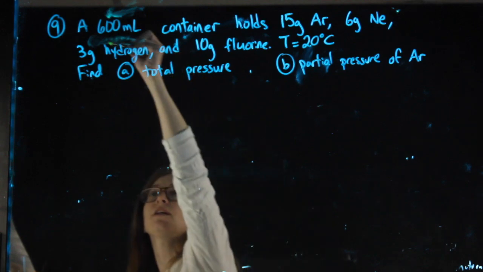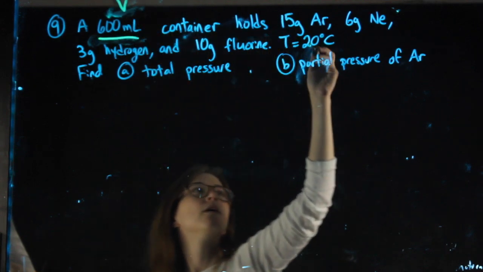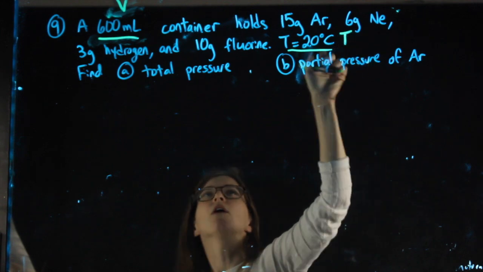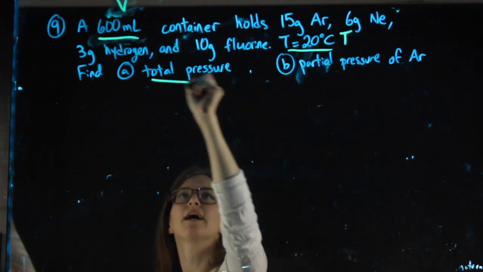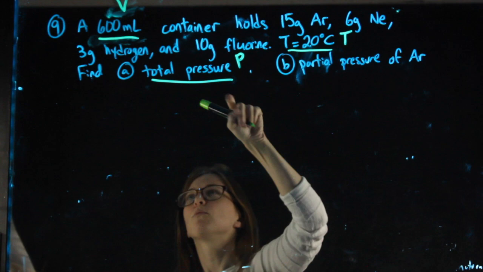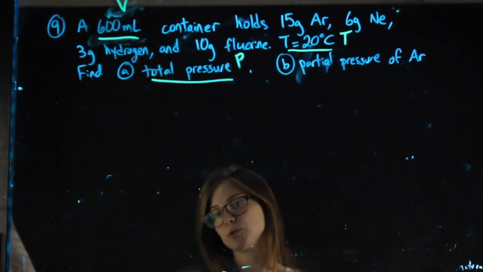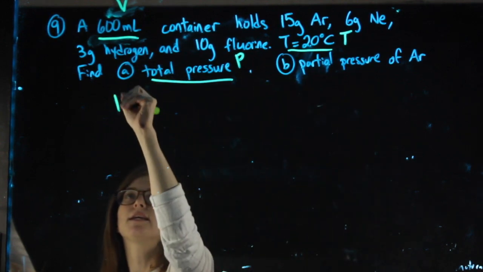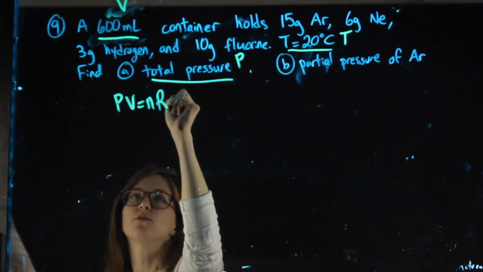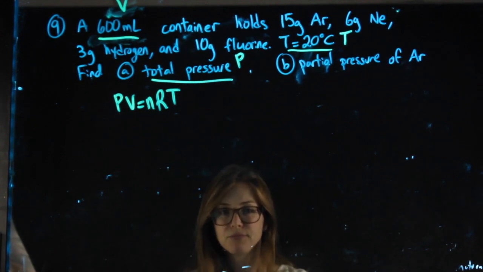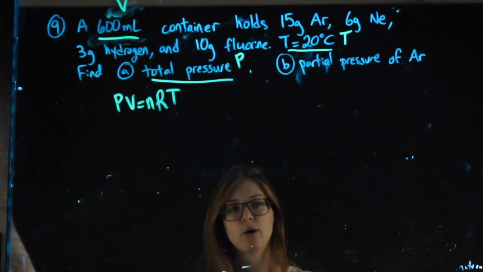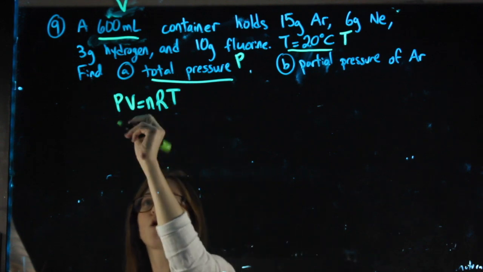Okay, in this question, I'm given a volume, a temperature, a whole bunch of grams, and I want to start by finding a pressure. Pressure, volume, temperature, and grams, which I know I can turn into moles, gives me the clue that I should be using PV equals nRT. Different ways of solving this, but how I'm going to go about it is looking for my total pressure.